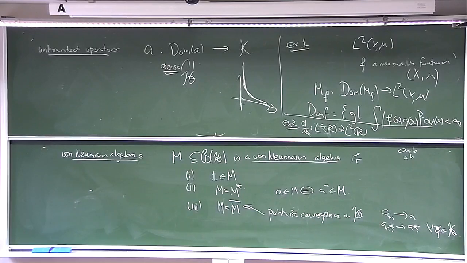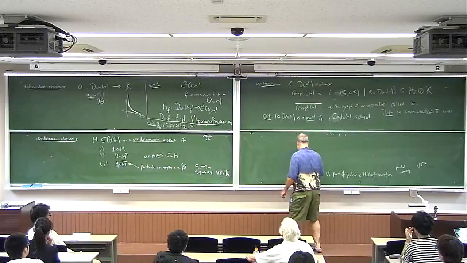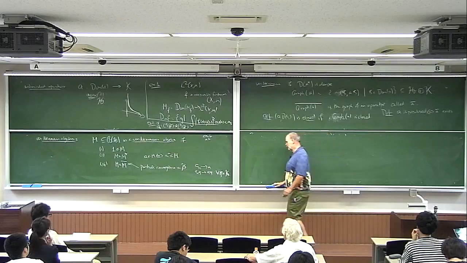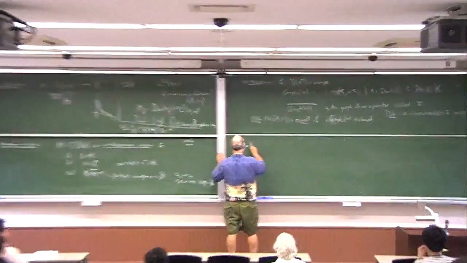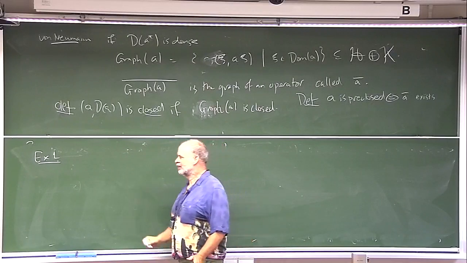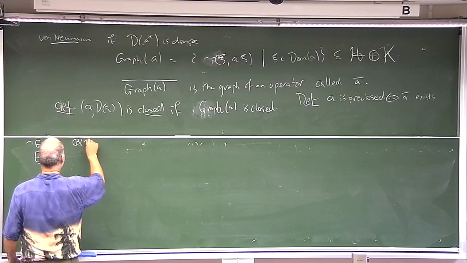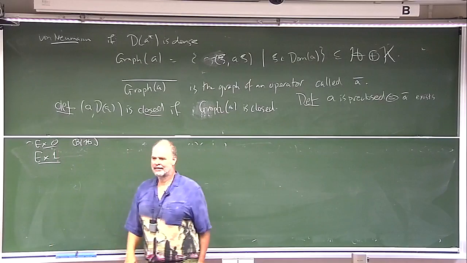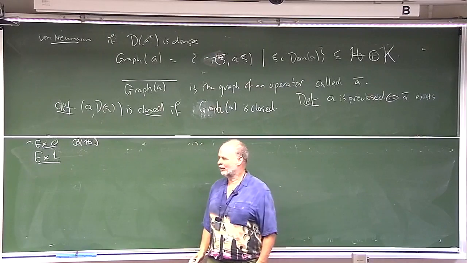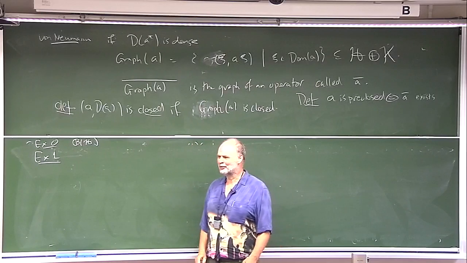One example. So let me start with a non-example. Oh, sorry. Let me start with an example. This is a really trivial example. Tautologically, if you take all bounded operators, they satisfy those three conditions. It's my first theorem that I've actually proved today.